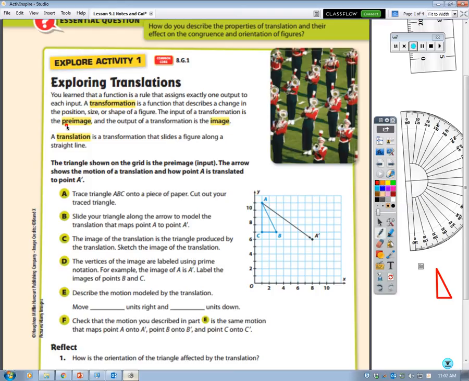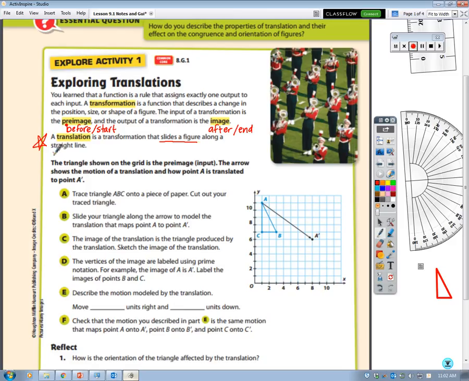So this is the before or start, the pre-image, and this is the after or end. A translation is a type of transformation that slides a figure along a straight line. So this is what we're doing today, translations. Translations are a type of transformation, and translations slide a figure.